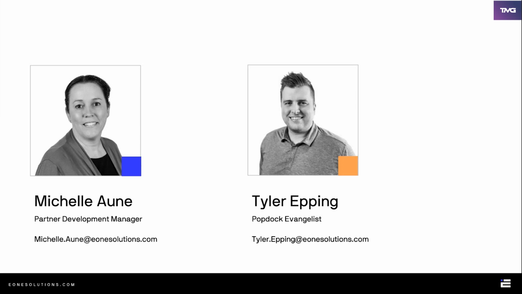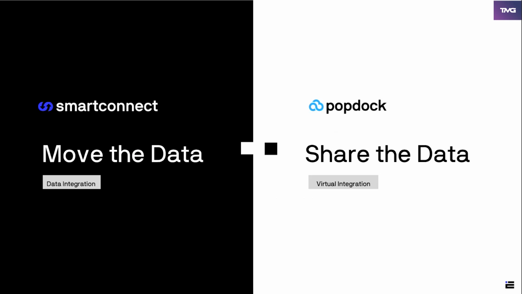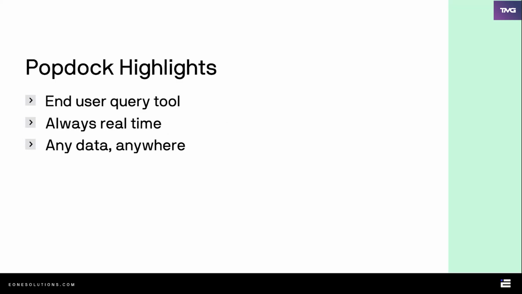And I'm Michelle, and I support the TM group, or TMG these days. And you probably know eOne for Smart Connect, over the years Smart List Builder, some of our other products. Smart Connect is our application where you're going to move data, but Popdock that we're showing you today is sharing the data. So a couple of quick highlights before Tyler gets started with his demo.